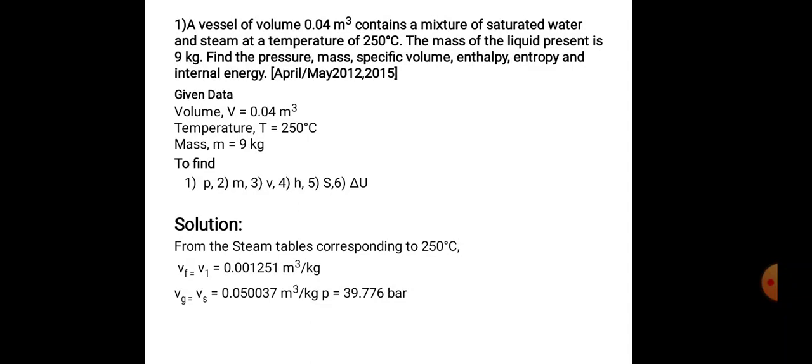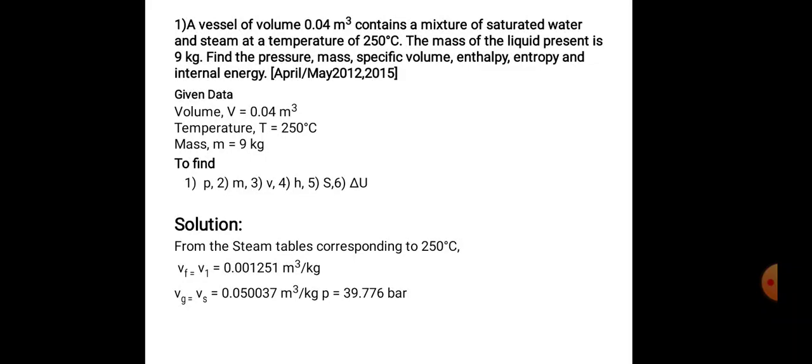So first of all, based on our given data, we are going to solve the problem. The initial conditions given are the temperature and volume. The temperature is 250 degrees centigrade. From the steam table we take the corresponding values at 250 degrees centigrade.